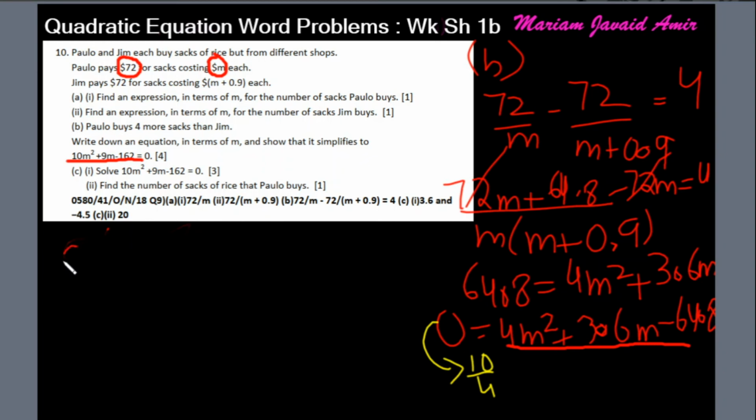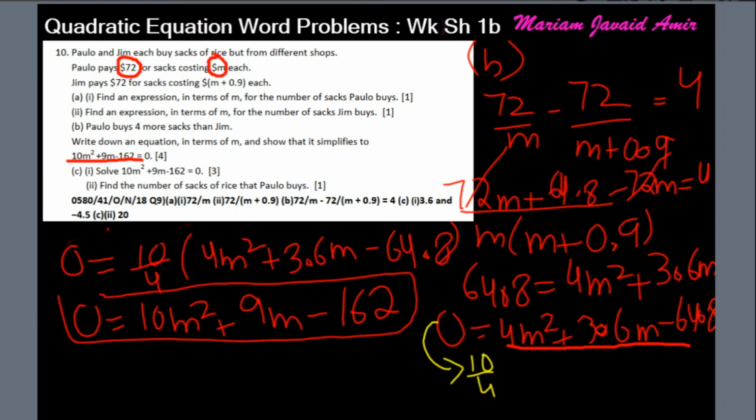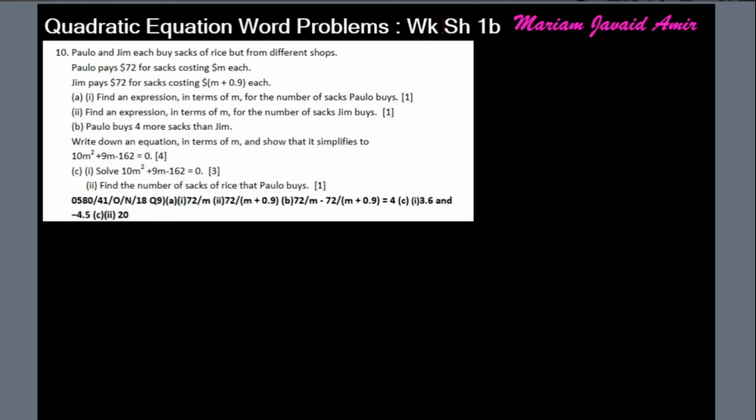So I'll do 0 times 10 by 4 becomes 0. 10 by 4 times 4M square plus 3.6M minus 64.8, which will give us 0 is equals to 10M square plus 10 by 4 times 3.6. 10 by 4 times 3.6 gives us 9M, minus 10 by 4 times 64.8, 162, which is the required equation. Part C1 is solve this equation.